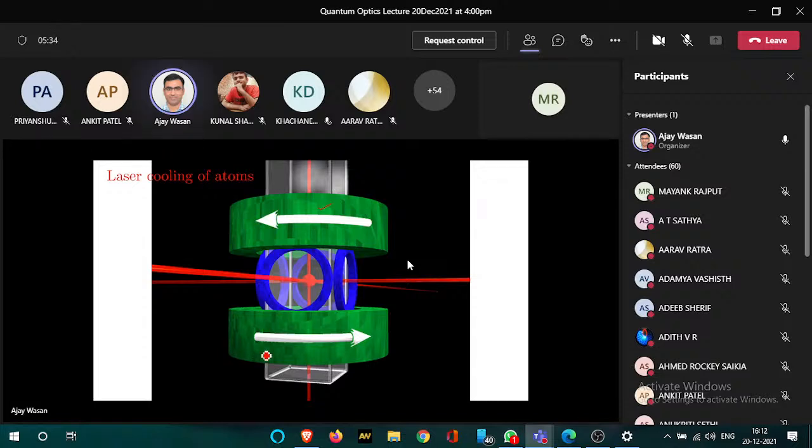Okay. So I am showing here in this picture, this red color is laser beams going on. There is this green color, you can see the coil, some magnetic field we are generating. In the center we have a zero magnetic field. So I will discuss all this in coming slides also.